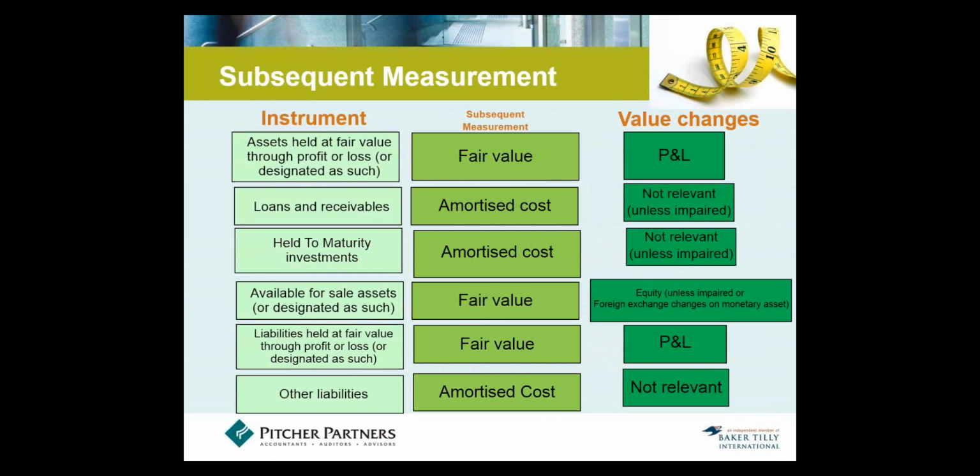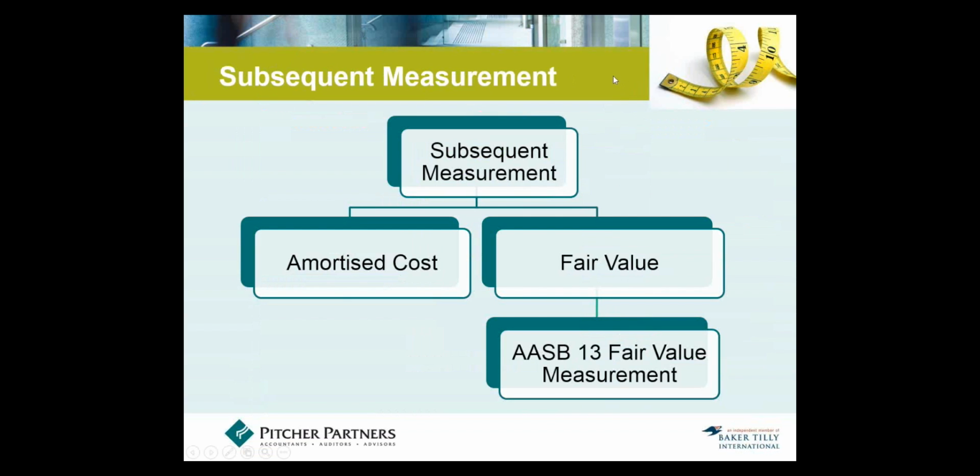The one that I want to come back to is number 4. It's the only one we've skipped, and that is available for sale or AFS assets. AFS assets are in the balance sheet at fair value. The difference is that the changes in fair value would go to equity or in other comprehensive income. So it goes to equity, it ends up in equity, but in the statement of comprehensive income, it would go to other comprehensive income. So that is subsequent measurement.